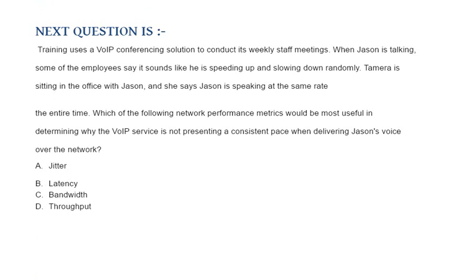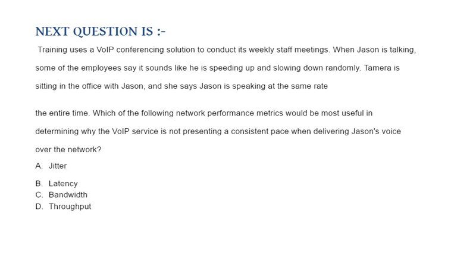Next question is, a trainer uses a VoIP conferencing solution to conduct weekly staff meetings. When Jason is talking, some of the employees say it sounds like he is speeding up and slowing down randomly. Tamara is sitting in the office with Jason and she says Jason is speaking at the same rate the entire time. Which of the following network performance metrics would be most useful in determining why the VoIP service is not presenting a consistent pace when delivering Jason's voice over the network?